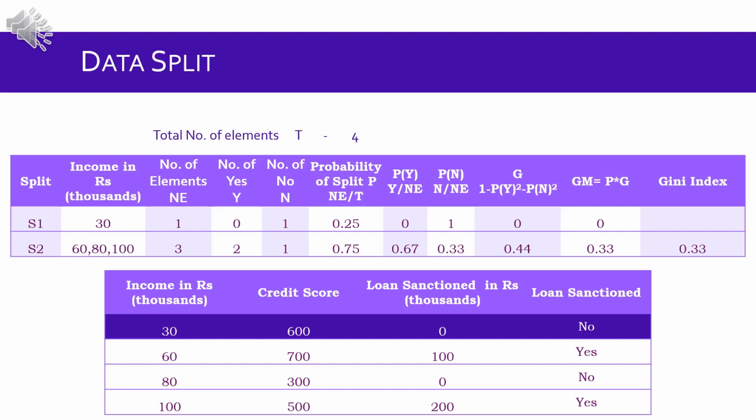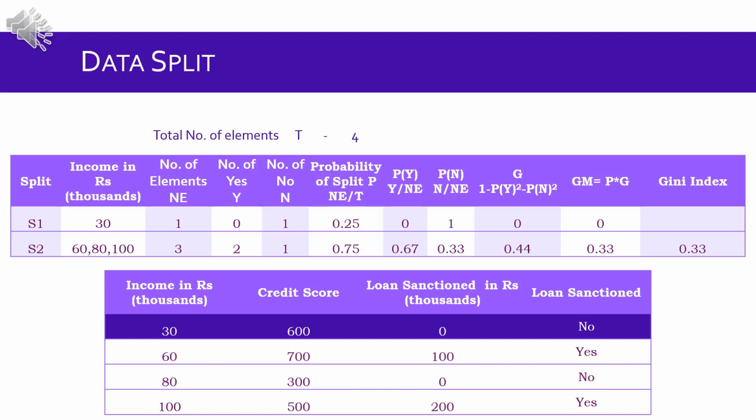In a similar way, values of S2 are calculated. By referring to the loan sanction data, loan sanctioned in S2 is 2 and not sanctioned is 1. So Y is 2 and N is 1 in S2. Probability of split is 3 by 4, that is 0.75. Probability of yes is Y by NE, which is 0.67, and probability of no, which is N by NE, is 0.33. Gini impurity value is calculated as 0.44. Gini measure for this group is 0.33.